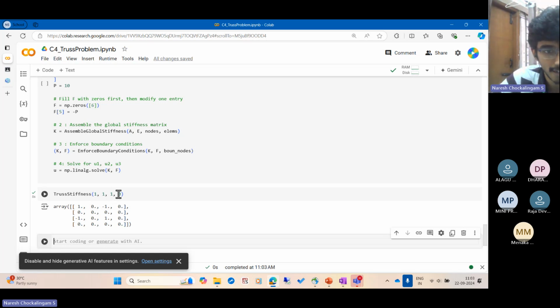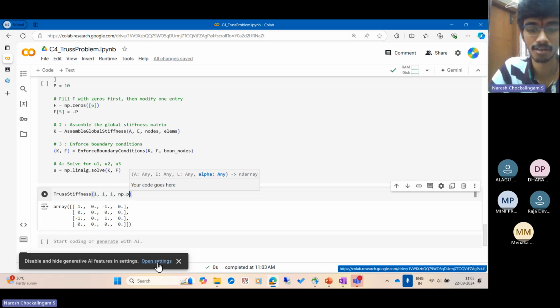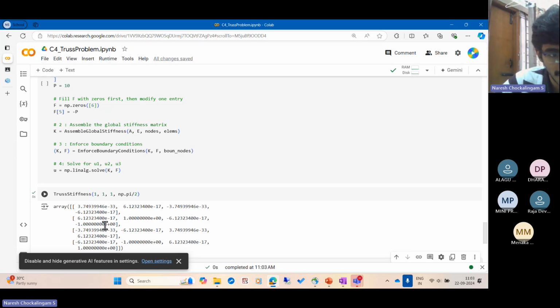Now suppose I make it 90 degrees. So it has to be in radians. So np dot pi by 2. Okay, this minus 33, minus 17, they are all basically zeros. So it's 0 0 0 0 0 1 0 minus 1 0 0 0 0 0 1 0 minus 1. So it's like rows 1 and 3 and columns 1 and 3 are swapped with rows 2 and 4 and columns 2 and 4. So that's also correct.